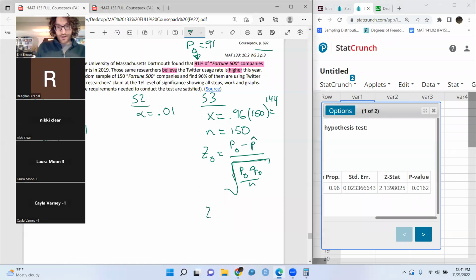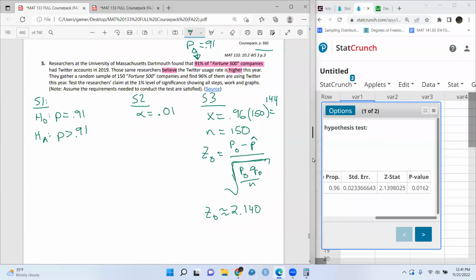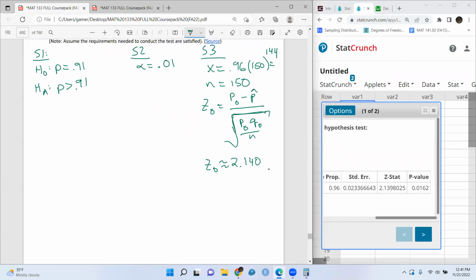So our z value, our z naught, or z stat is approximately equal to 1.40, because of the rounding to 3 decimals. I am not particularly picky about what you round to on these. What we really need is enough decimals to compare the alpha to the p-value. That's what's most important, because that's how we make our decision. Step 4, I'm just going to write this out so you all can check your work.